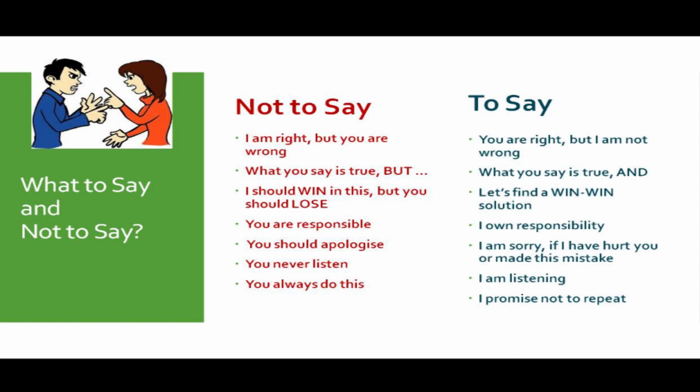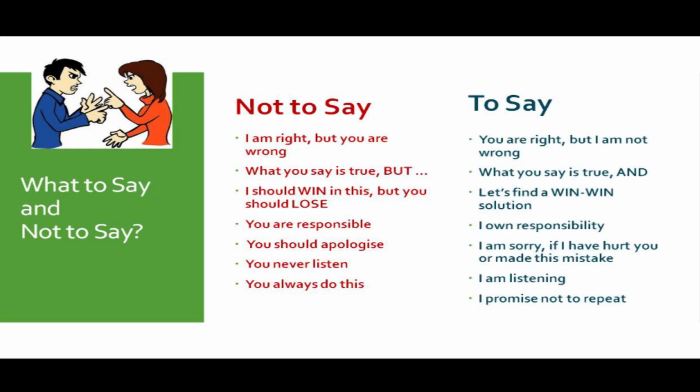But to the other side, you should rather be thinking and saying, let us find a win-win solution, an amicable and friendly solution. On this side, the other person blames and says you are responsible, you are the one who created this in the first instance. Now, the other side, the constructive mindset person says, I take responsibility, I am sorry. This side the person says you should apologize. The constructive mindset person begins by saying, I am sorry, and if I have hurt your sentiments or made this mistake, I apologize for that.